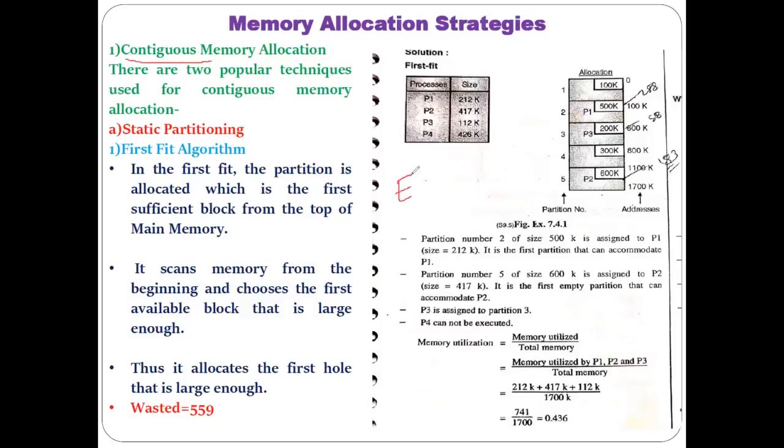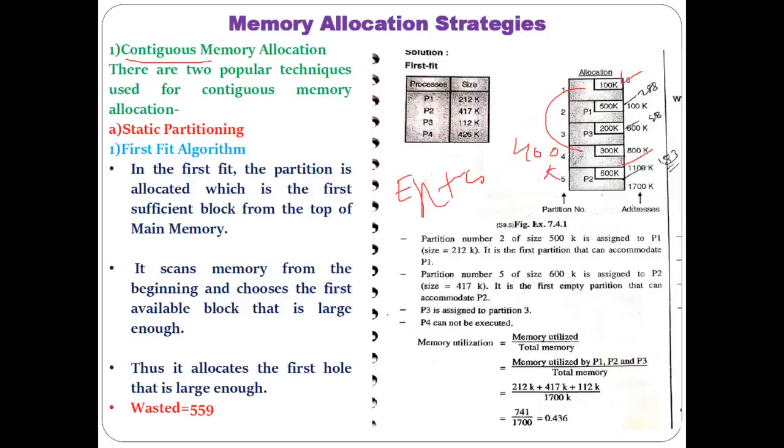Another disadvantage related to contiguous memory allocation is external fragmentation. How is external fragmentation occurring here? See here, this 100K size block is also available, and a 300K size block is also available. Understood? If you combine these, it becomes 400K.